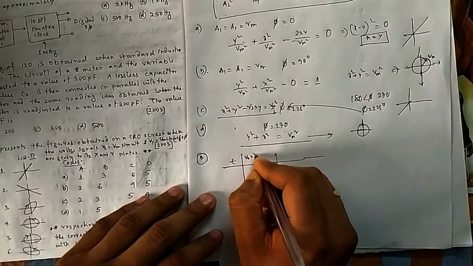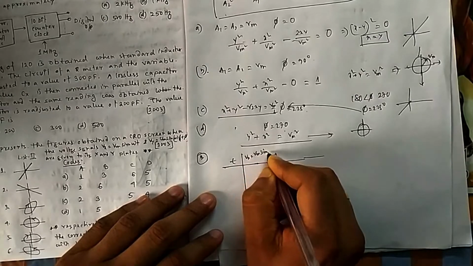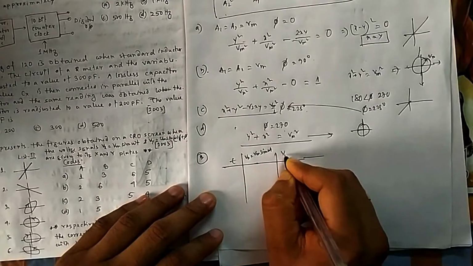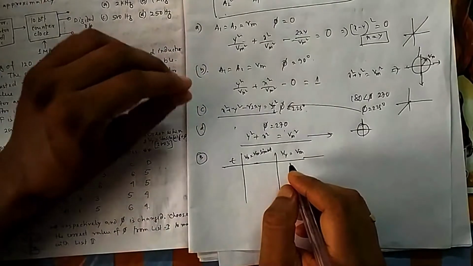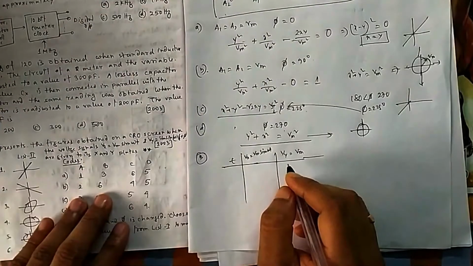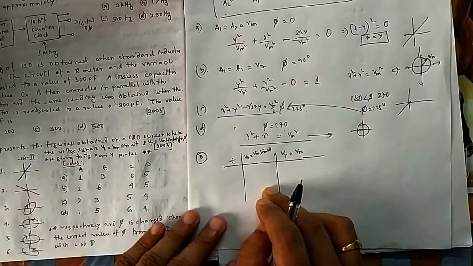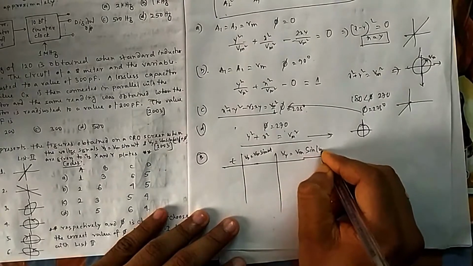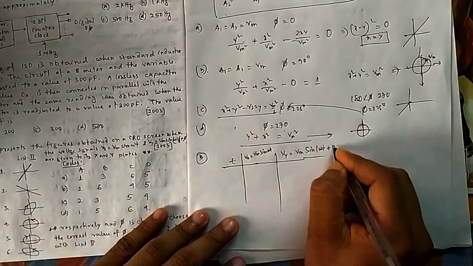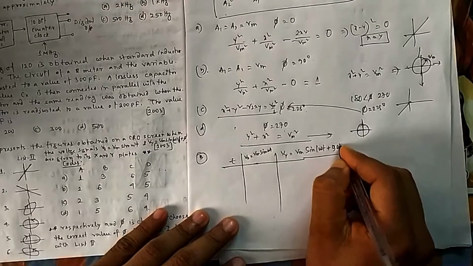So here Vx equal to Vm sin omega t, and here Vy is equal to... You can do it in this way also. In the exam you can draw graphically, you can do it mathematically, you can remember, or you can do it in this way also. This is another way, by plotting this graph. That's why I am showing this one: omega t plus, in the second case, 90 degrees.